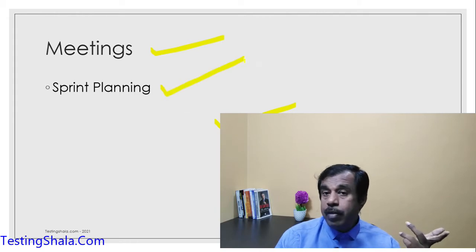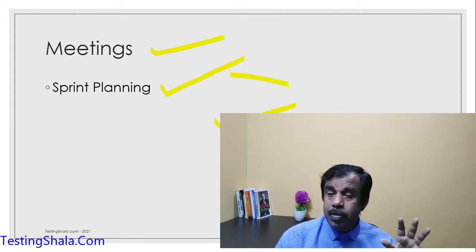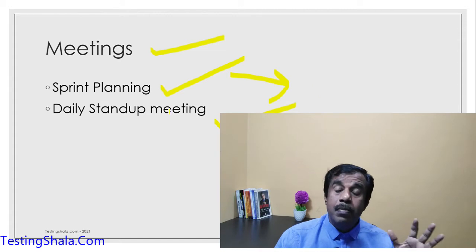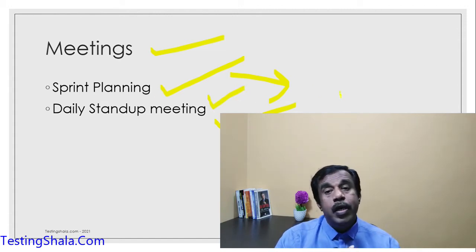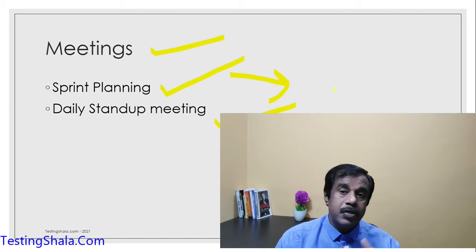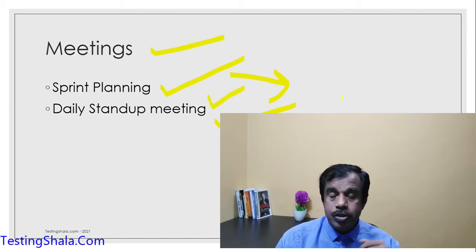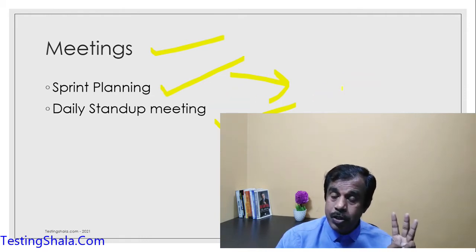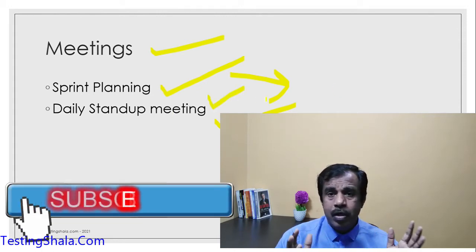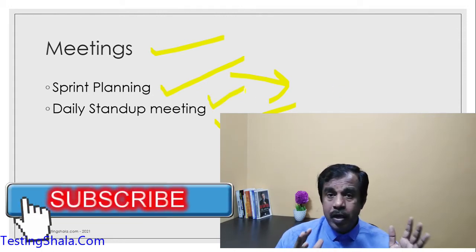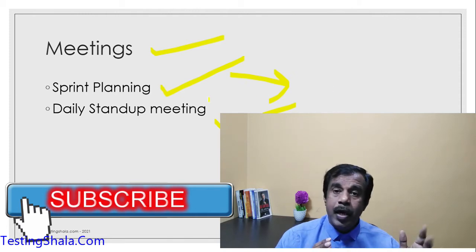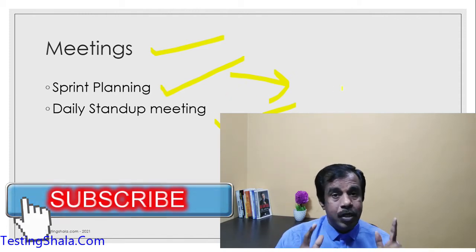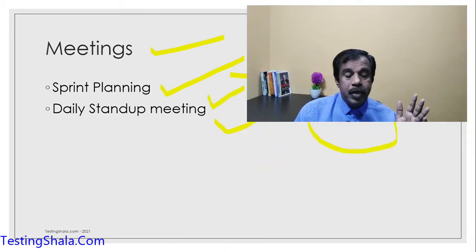Then we'll have a daily stand-up meeting. This meeting would be run by the Scrum Master. Basically, the Scrum Master takes the status from the team members, and he asks three important questions: what happened yesterday, what is happening today, and are there any impediments? This meeting doesn't take more than 10 to 15 minutes, and it is a very short meeting which happens every day, where every team member has to give his updates.